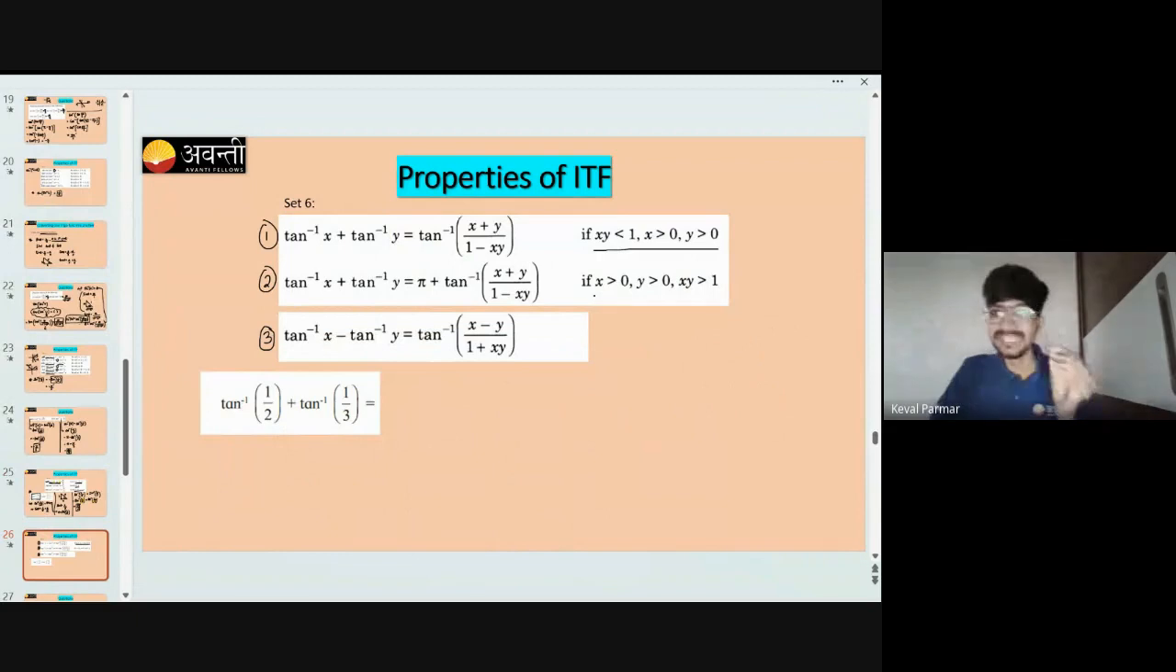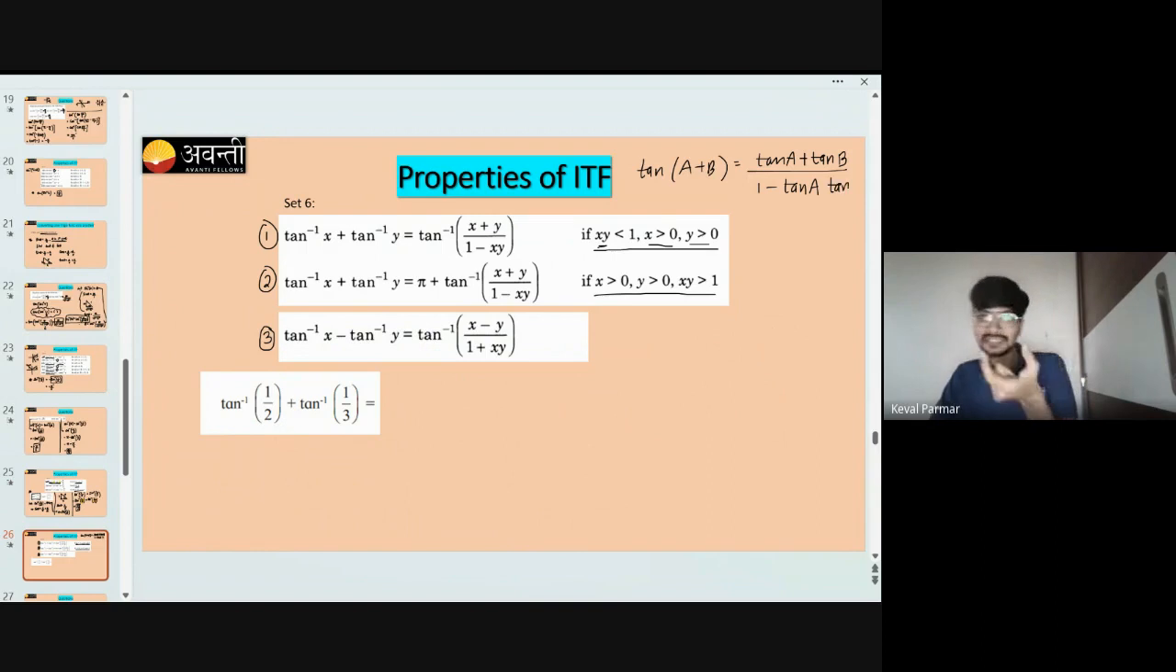So if my x and y both are positive, meaning greater than 0, but their product xy is less than 1, then I can write tan inverse of x plus tan inverse of y equals tan inverse of x plus y upon 1 minus xy. I would like this to relate to compound angles. If you know tan A plus B, this is similar to it. Tan A plus B was tan A plus tan B upon 1 minus tan A into tan B. I hope this is clear.